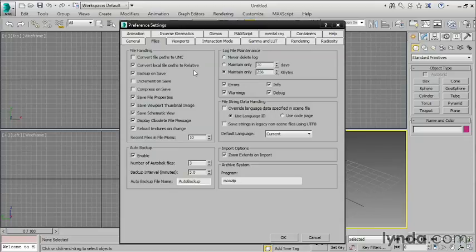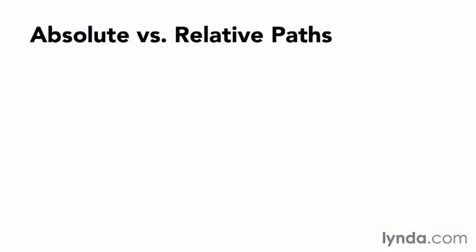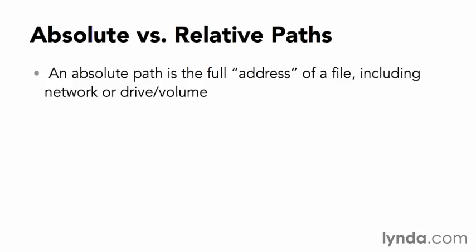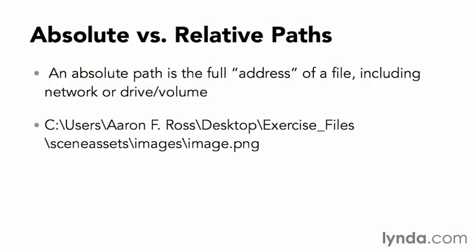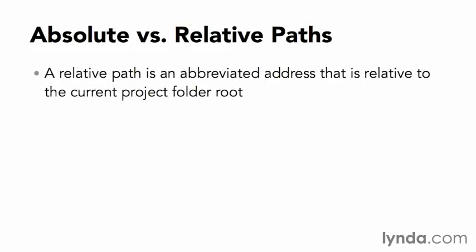I'm just going to explain this really briefly with a couple of slides. An absolute path is the entire address of a file, and that may include a network or perhaps a drive letter or a volume name. So here's an example. If I store something in my exercise file, Scene Assets Images, if it's an absolute path, it's going to include the drive letter and all of the folders that are nested inside one another. That's an absolute path. A relative path is just a shortened, abbreviated address, and it only includes the data that's relative to the current project folder.